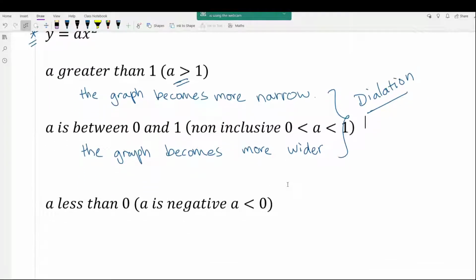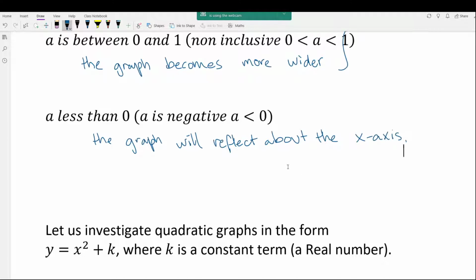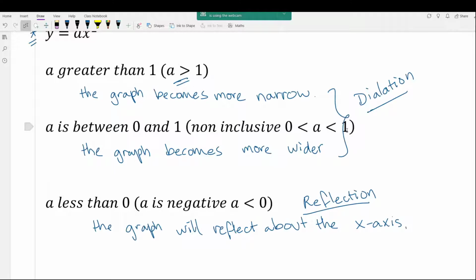So let's say that when a is less than 0, the graph will reflect about the x-axis. This transformation is called reflection, when the graph reflects itself. And the other one is called dilation, when we stretch it or squeeze it. So stretching and squeezing is called dilation.